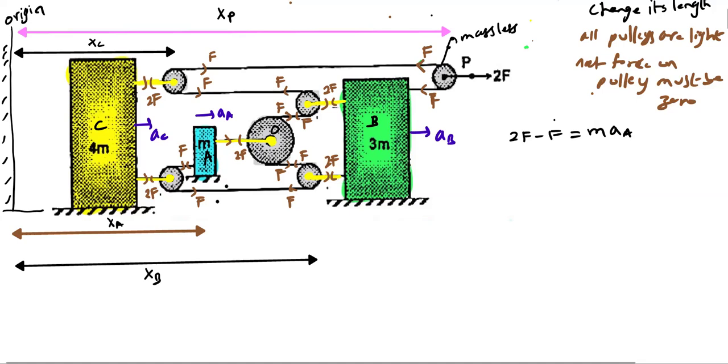Then on the block B, the tension force acting here will be F. Here 2F and this is 2F. So towards the left will be a total of 4F, no? 2F plus 2F. 4F is acting towards left, and F is acting towards right. So the equation will be F minus 4F equal to 3M into AB.